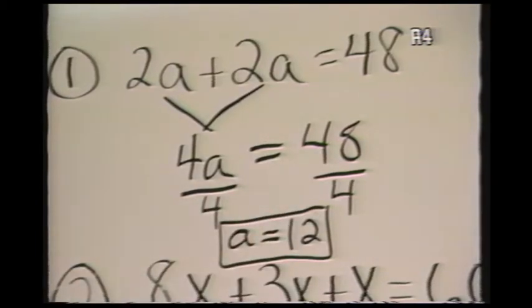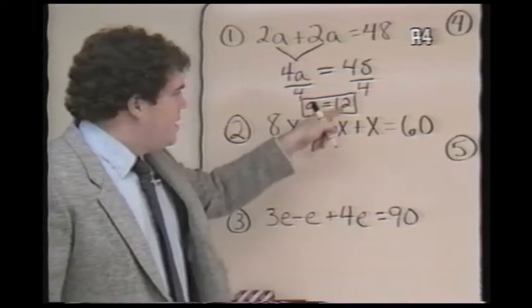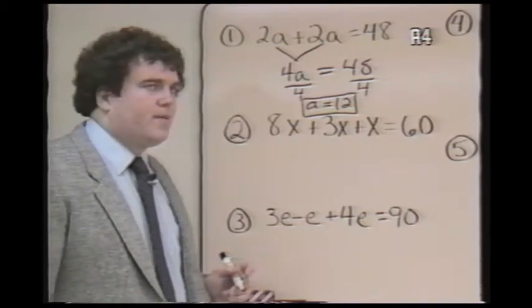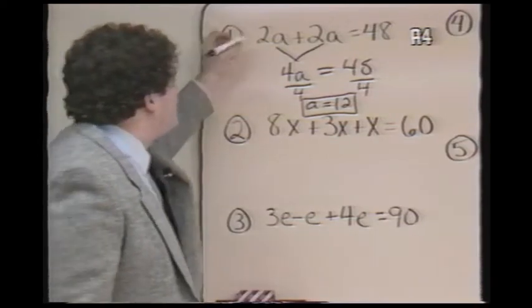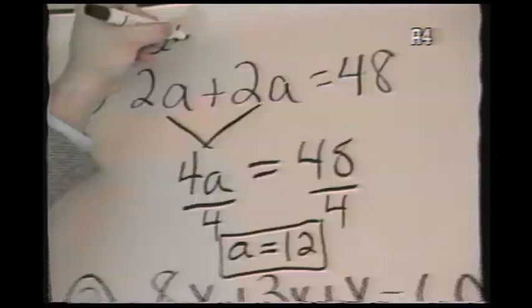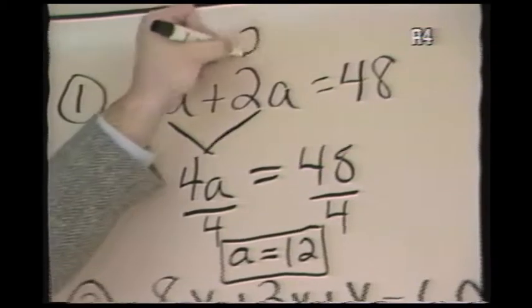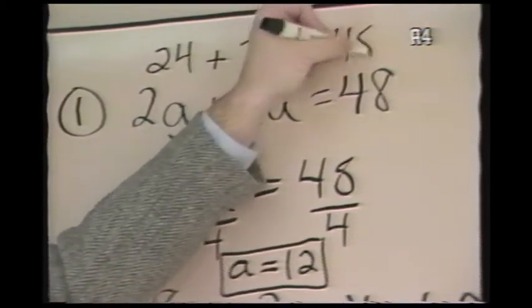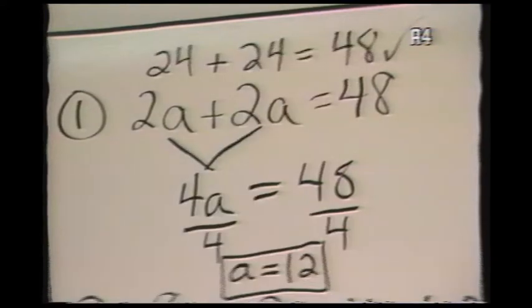You know, if you wanted to, you could check your answer. You could take that 12 and stick it back up here. 2 times 12 is 24, and 2 times 12 is 24 again. 24 plus 24 does equal 48. That's how you check your answer. You can use that whenever you're unsure of whether you did it right or wrong.